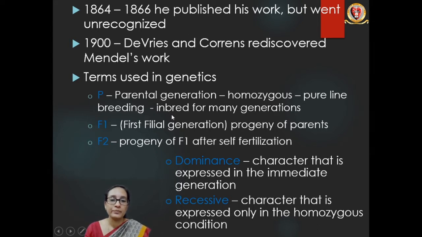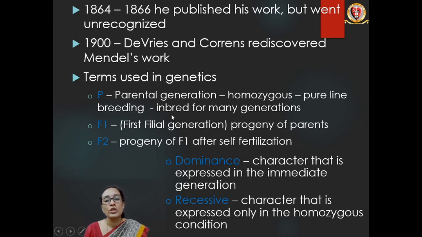Now when we write P, it would mean parental generation. These are generally pure breeding varieties, that is homozygous varieties, which have been inbred for many generations. F1 is the first filial generation, that is the progeny of the parents in the previous generation. F2 is the progeny of the F1 generation, which has been obtained after self-fertilization. As I told you, certain characters are expressed in the immediate generation or the F1 generation. These are called the dominant characters.